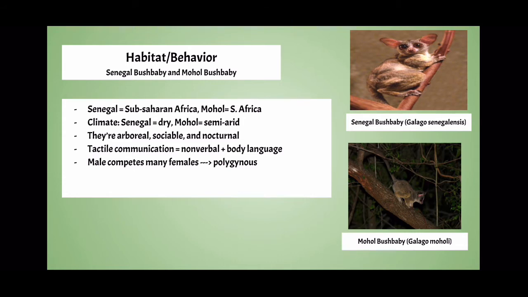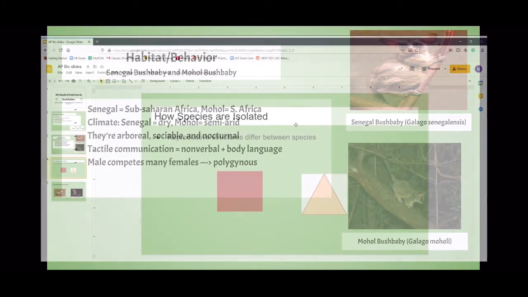Both species, however, are arboreal, sociable, and nocturnal. They also use nonverbal communication and body language to communicate. This is also known as tactile communication and is very important between mothers and their offspring and mates. Both are also polygynous, meaning that a male can compete and has access to many females and their territories.